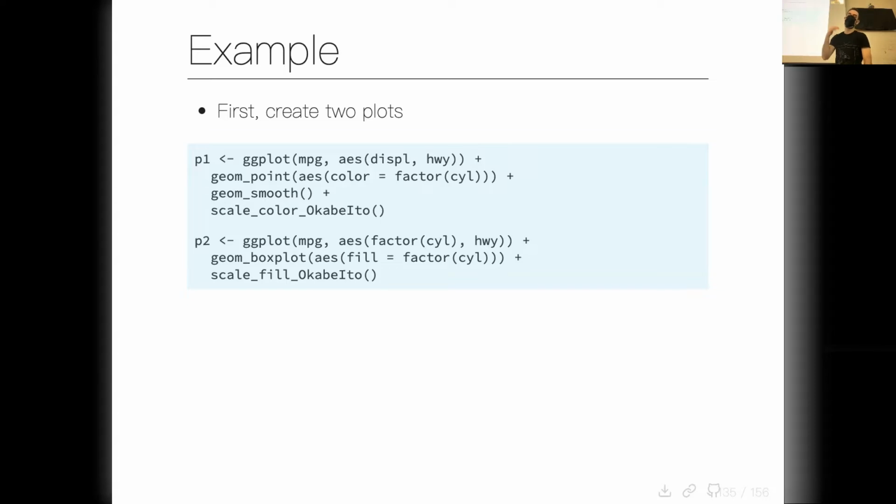Okay, so p1 has engine displacement on the x-axis and highway miles per gallon on the y-axis, and it has points there and a geom_smooth layer. The second one is a box plot, where we have the number of cylinders along the x-axis and the highway miles per gallon on the y-axis. So we're going to have different box plots for each of those. Okay, I'll give you another 10 to 15 seconds just to copy that code and get it going.